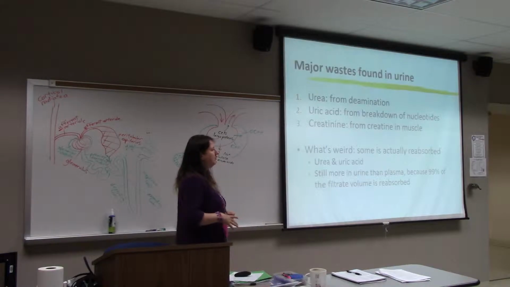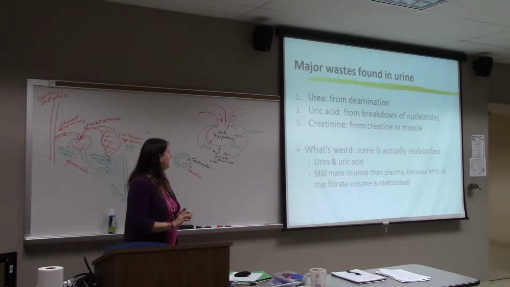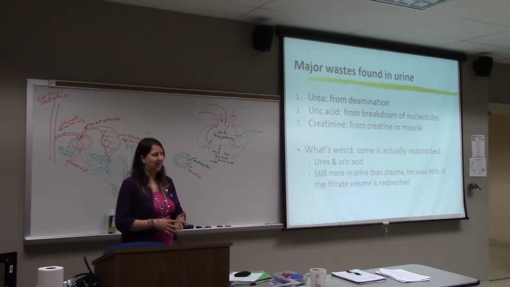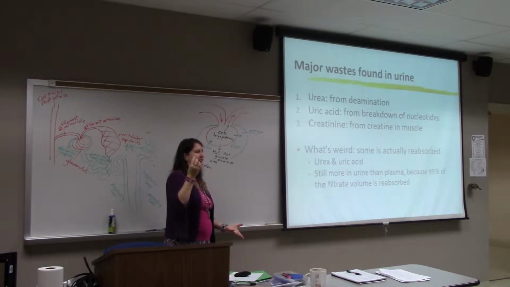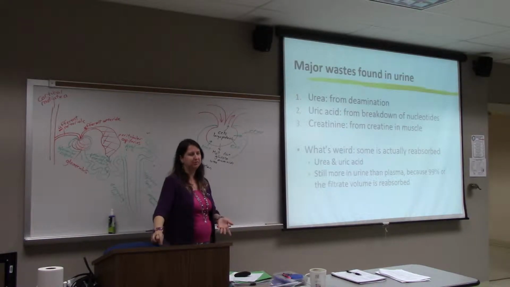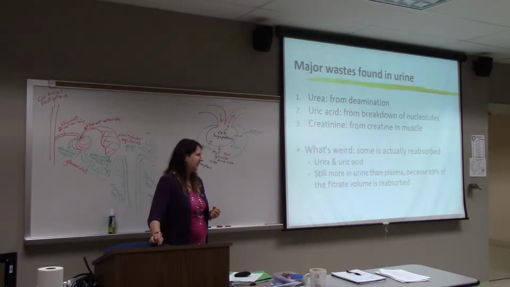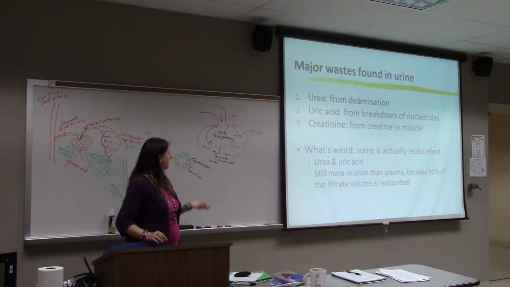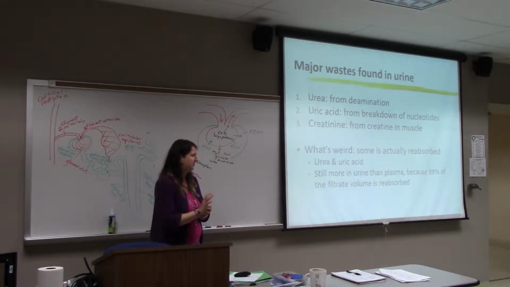The major metabolic wastes found in urine are urea, uric acid, and creatinine. Urea comes from deamination. So when we take the amino acids, we cut the amine off to burn the rest for fuel. The amines are built into a molecule called urea. This is the major waste that's in the urine, and it's the reason urine is yellow. Urea is yellow. Uric acid comes from breakdown of nucleotides. Creatinine comes from creatine in the muscle.